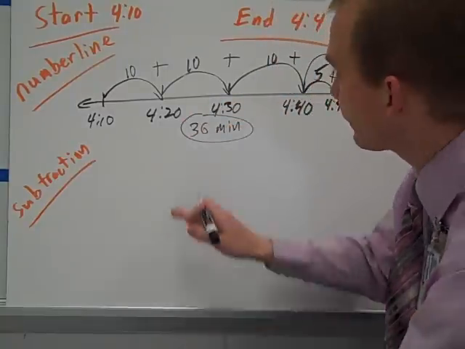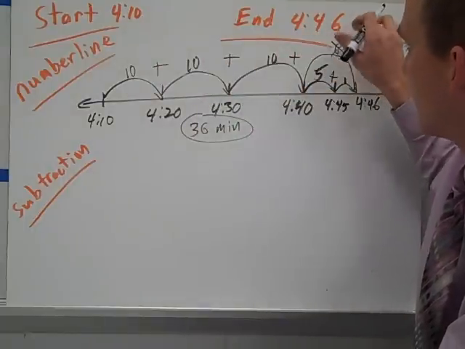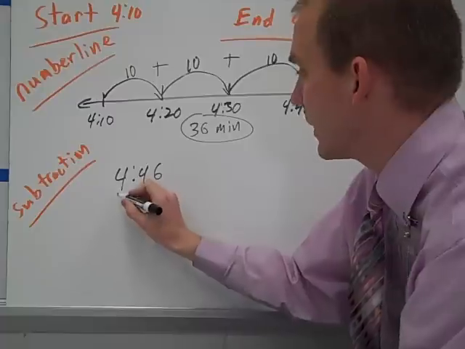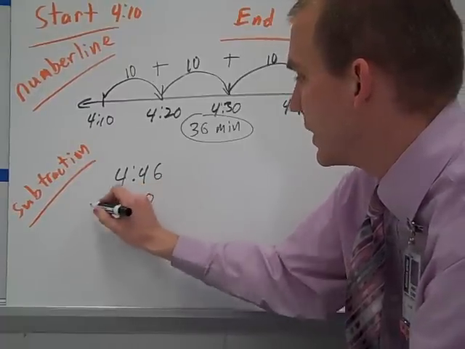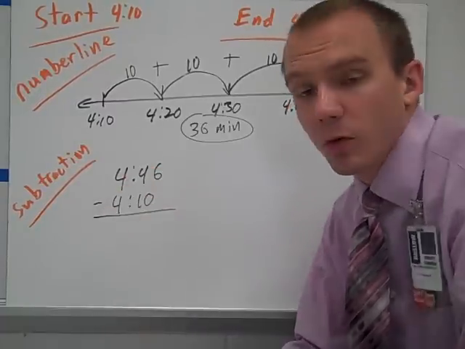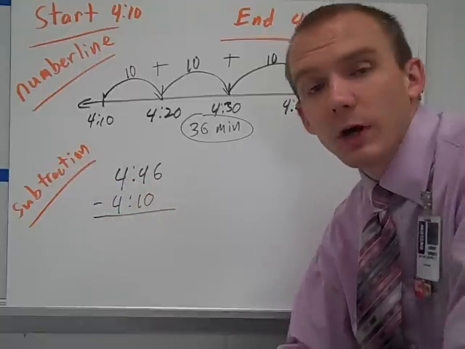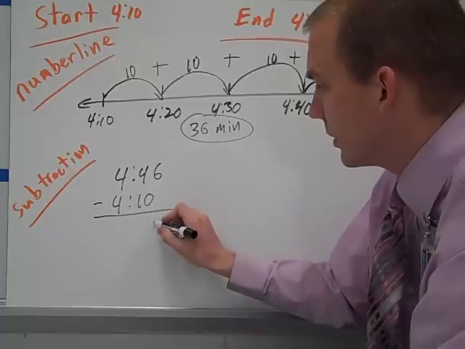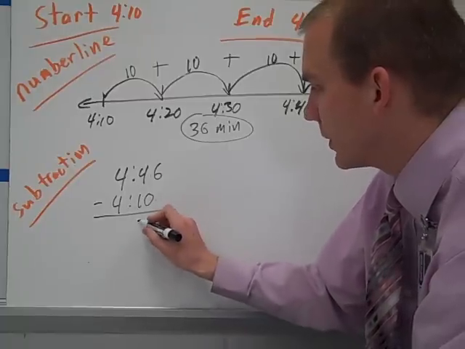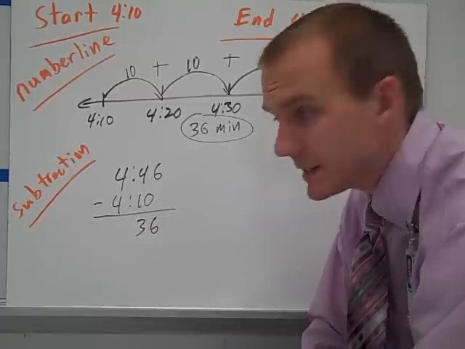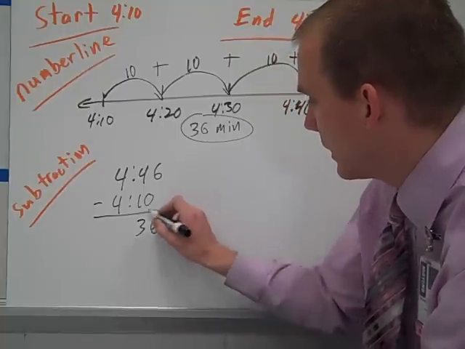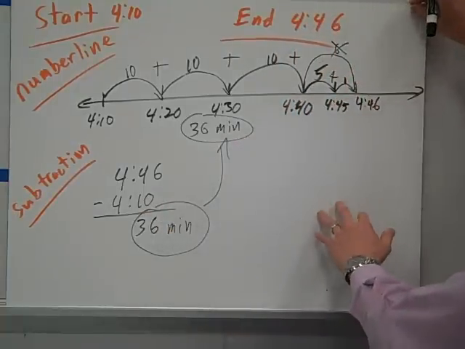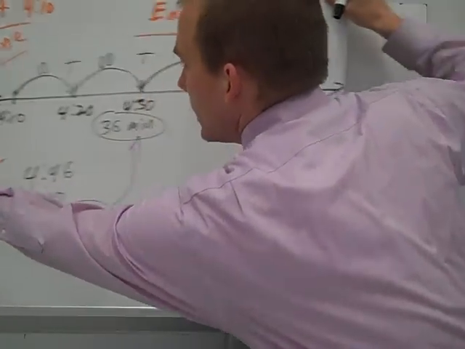Let's subtract. 4:10, 4:46. So I take my end time of 4:46. This one's easy because the hours are the same. I didn't change hours. So really I can kind of ignore them because 4 hours minus 4 hours is 0. I can just straight subtract my minutes. 6 minus 0 is 6, 4 minus 1 is 3, and I end up with 36 minutes. And that compares to match the other answer I got exactly.